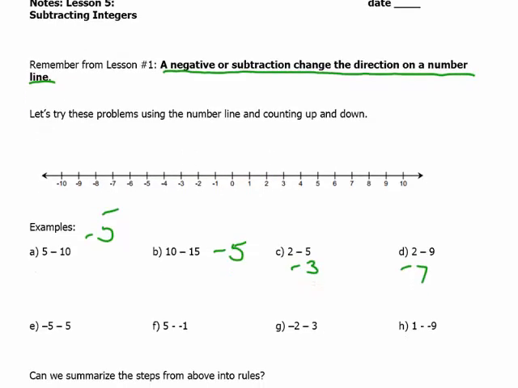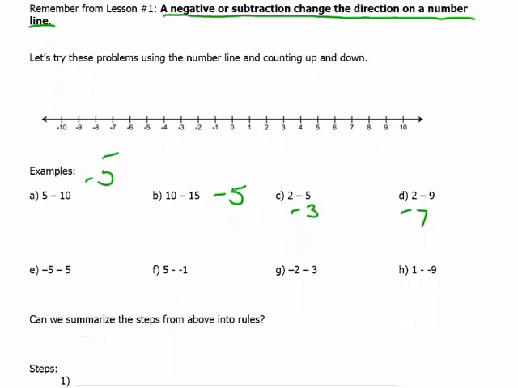Here's one where I start at a negative and I have to do counting down. So let's see if we can do that here. If I start at negative 5, I'm counting down 5. 1, 2, 3, 4, 5. I end up at negative 10.